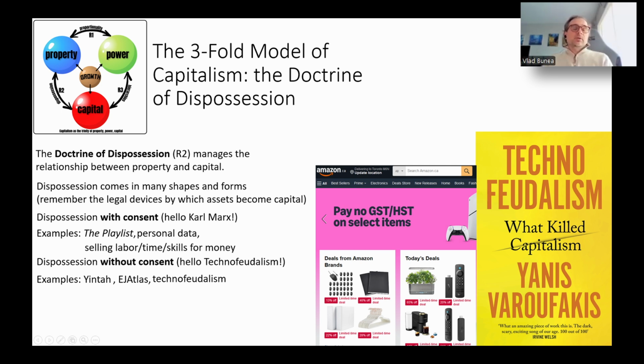This is not just Amazon. Almost all platforms tend to adopt this behavior. And why is this happening? Because they can. And the main difference between technofeudalism and, let's say, Facebook and dispossession with consent is that there is a layer of personal data harvesting to which we would not normally agree if we knew about it.